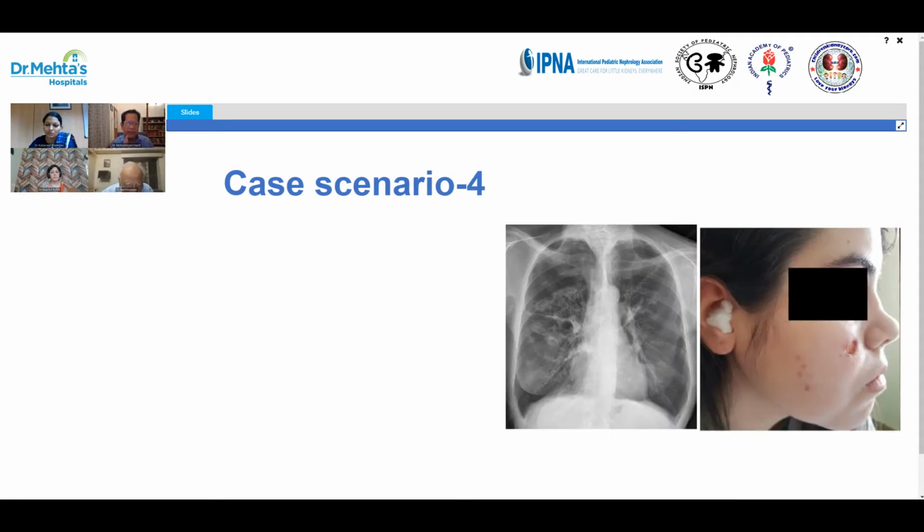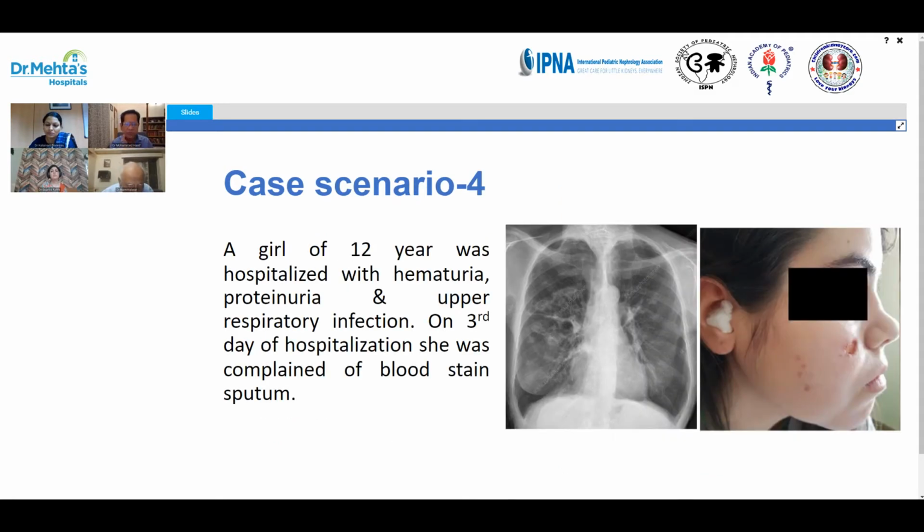This is another case, the fourth case. This was admitted seven years back in my hospital. This 12-year-old girl presented with hematuria and proteinuria with an upper respiratory tract infection. Initially we thought it was some form of glomerulonephritis, so initial investigations were sent. On the third day of hospitalization, she complained of blood-stained sputum. We sent all investigations, including lupus serology and the ANCA test, and the ANCA test was positive. So there is every possibility this is a case of vasculitis.